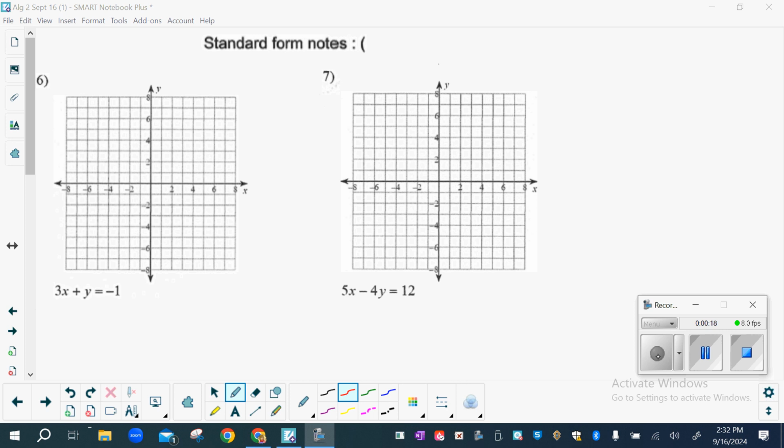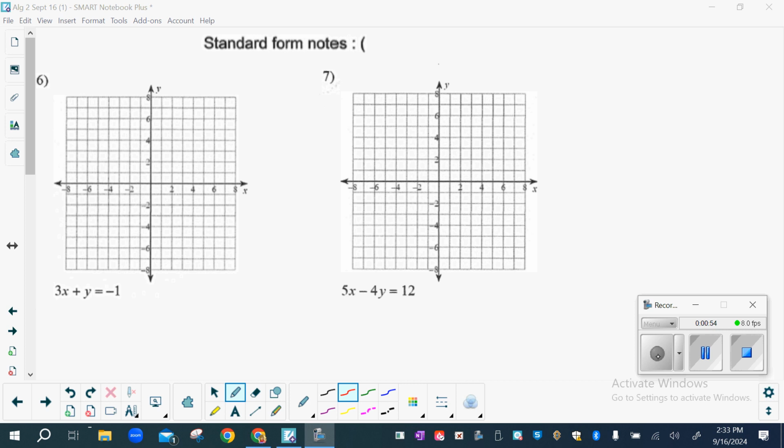Something up here, please. So on the top of your warm-up, it says, I love y equals mx plus b. Why do we love y equals mx plus b? Easy to do what? Graph it. It's easy to graph it when it's in that form. Okay, so today we're going to talk about standard form, and there's a little sad face there because standard form, not so much. Don't want it so much.